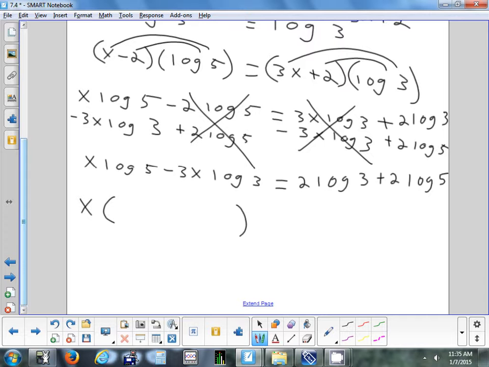If you take x out of the first part, what are you left with? Just log 5. Just a number. If you take x out of the second part, what are you left with? Negative 3 log 3. Just a number. So now this entire thing is a number we could type in. This entire thing is a number we could type in.